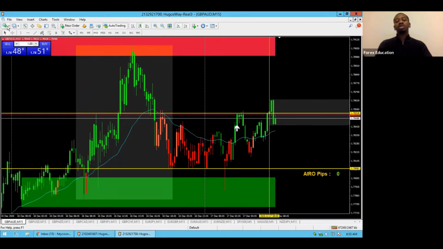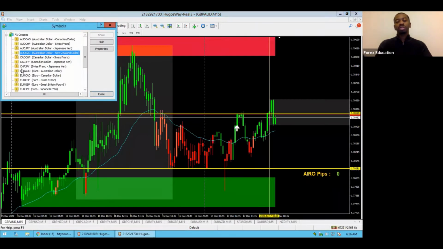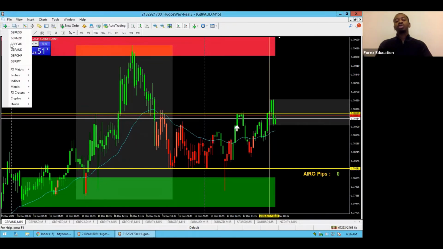This right here is the add chart menu button. So you create a new chart, you come here, right underneath File, create a new chart. You have to go to View, Symbols, double click to make sure the gold is showing. Therefore, every pair that has a gold icon next to it, you can actually pull up on the create chart.